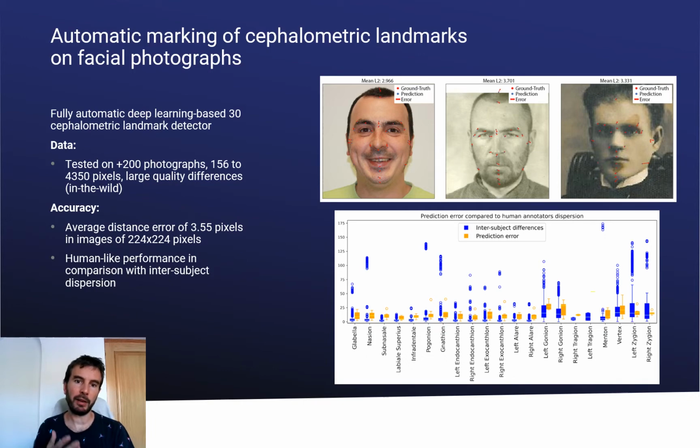The first one is the cephalometric landmark location algorithm, able to locate 30 landmarks automatically. In this case, we have developed a deep learning-based approach which has been tested on more than 200 photographs with large variability in resolution, quality, pose, and camera employed. The accuracy of the algorithm, measured as the average Euclidean distance once all pictures have been scaled to the same resolution, is below 4 pixels. This error is competitive to inter-expert dispersion error, as the box plot in the slide shows.